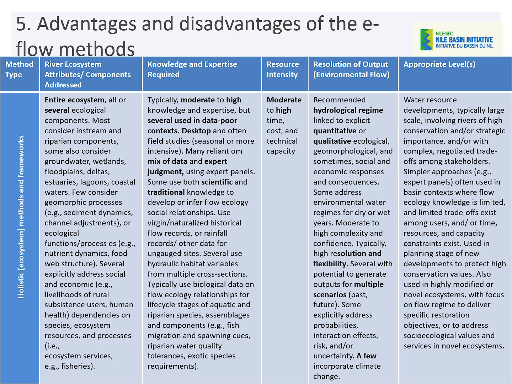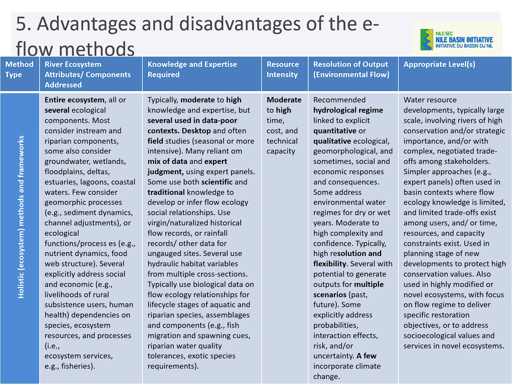Now we move on to the holistic assessments, and this is applicable to be applied at an entire ecosystem level or several ecological components. Mostly consider in-stream and riparian components. Some do consider groundwater, wetlands, floodplains, deltas, estuaries, and other ecosystems. Few consider geomorphological processes, including sediment dynamics, channel adjustment, for example, and or ecological functions, including nutrient dynamics, food web structures, for example. Several explicitly address social and economic aspects, for example, livelihoods of rural subsistence users, human health attributes, dependencies on species, ecosystems, resources, and processes.